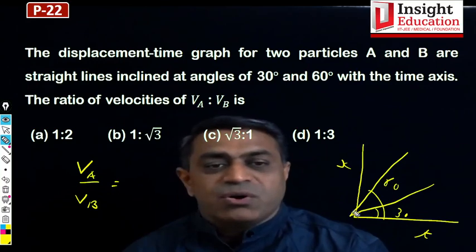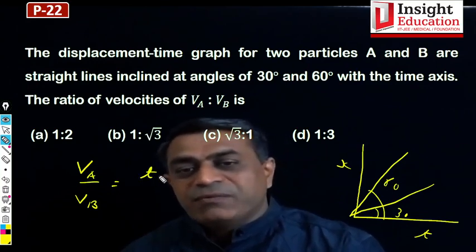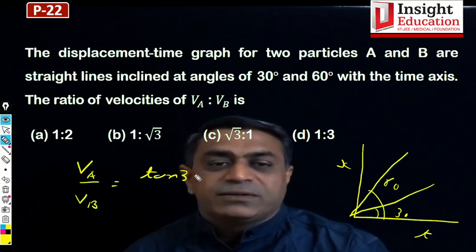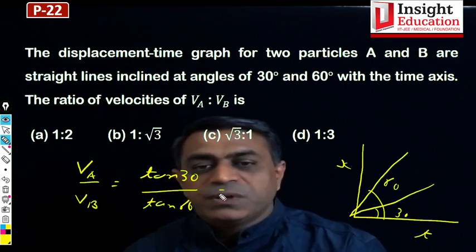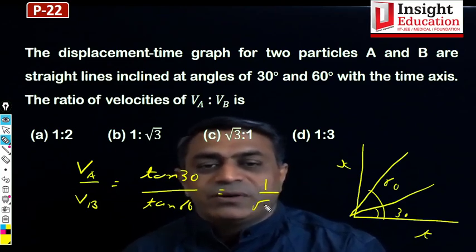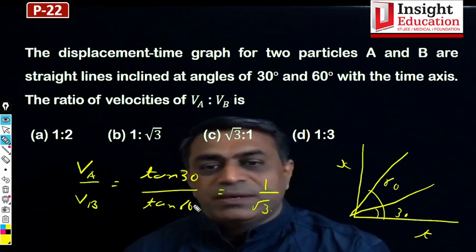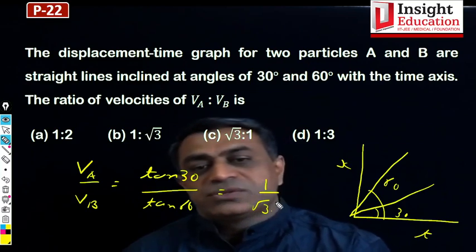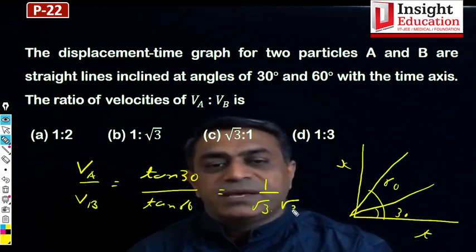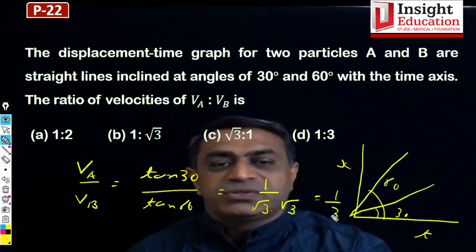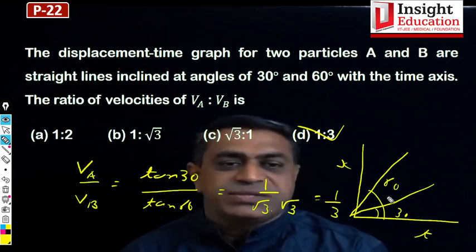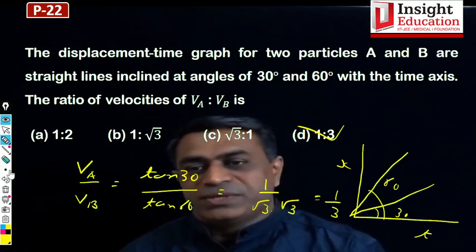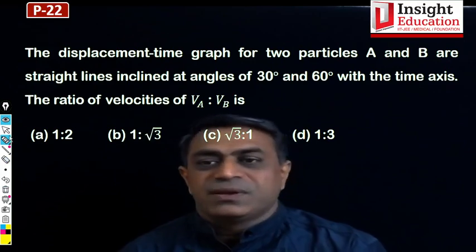We know the slope of the xt graph represents velocity. So I can say tan 30 for the first case and tan 60 for the second case. Tan 30 is 1 upon root 3, and tan 60 is sine upon cos, which is root 3. So the ratio is 1 upon root 3 divided by root 3, so 1 by 3. The slope of the xt graph represents velocity. Clear? Next example.